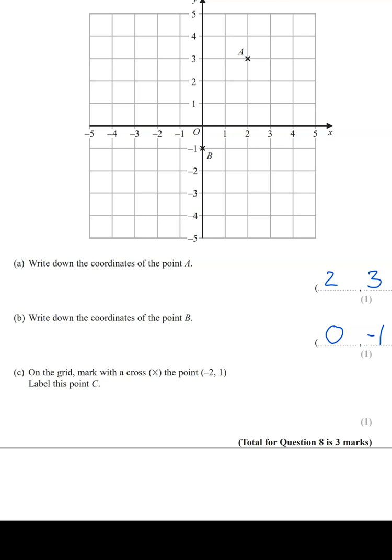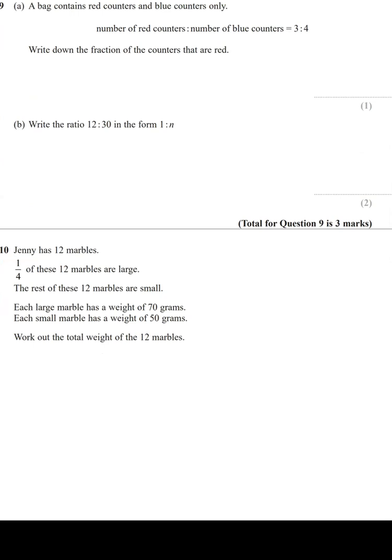Now, on the grid, mark with a cross X the point -2, 1. Label it C. So -2 means we go across to -2, but this time we go up 1. So -2, 1, and we've marked that on. Okay, so that's question 8. So far, so good.